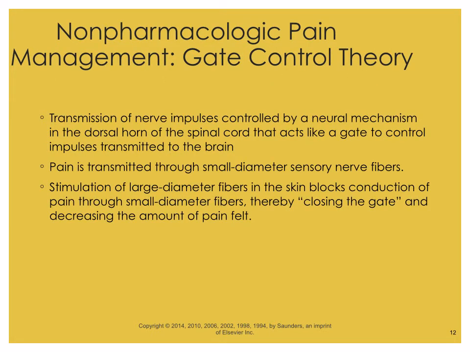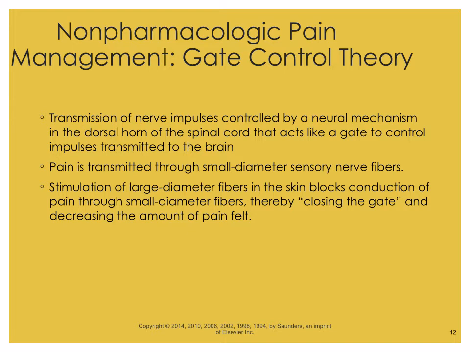Non-pharmacologic pain management: the gate control theory of pain. Transmission of nerve impulses is controlled by neural mechanisms in the dorsal horn of the spinal cord, which act like a gate to control impulses transmitted into the brain, kind of allowing that transmission into the brain. Pain is transmitted through small diameter sensory nerve fibers. So again, with that gate control theory of pain, that gate is open, pain is being transmitted into the brain.